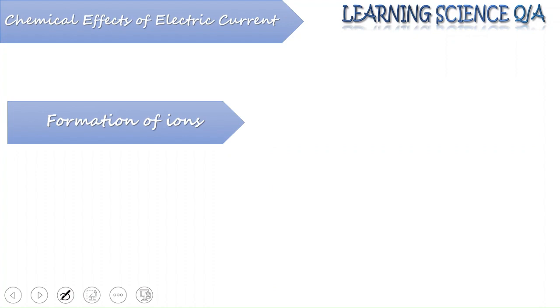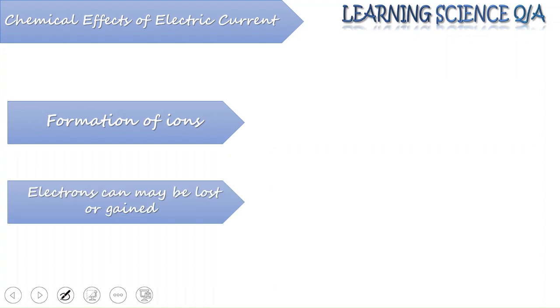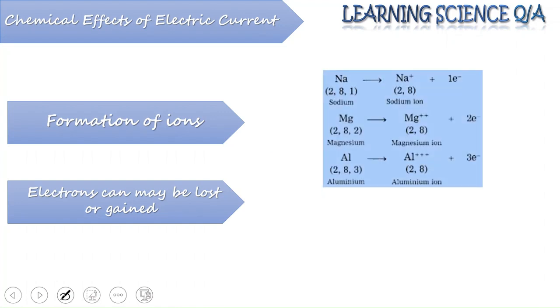Now we'll look at the formation of ions. So how are ions formed? Ions can be formed by the loss or the gain of electrons. That means a metal, or better, an element, can lose or gain electrons, and depending on that it can become a positive or a negative ion.